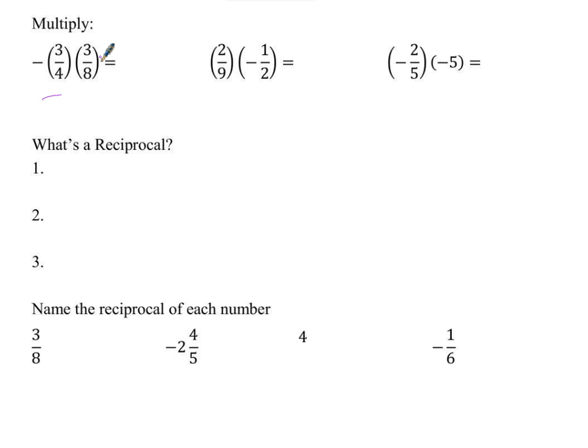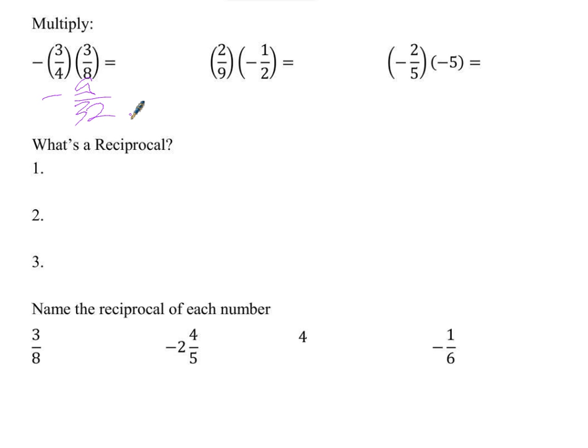Then we multiply across. We talked about that last time. 3 times 3 is 9, divided by 32. So 9 30-seconds. I don't know why that looks like not a 9, but it is. 9 30-seconds. And it's negative because of the negative sign that was out front.